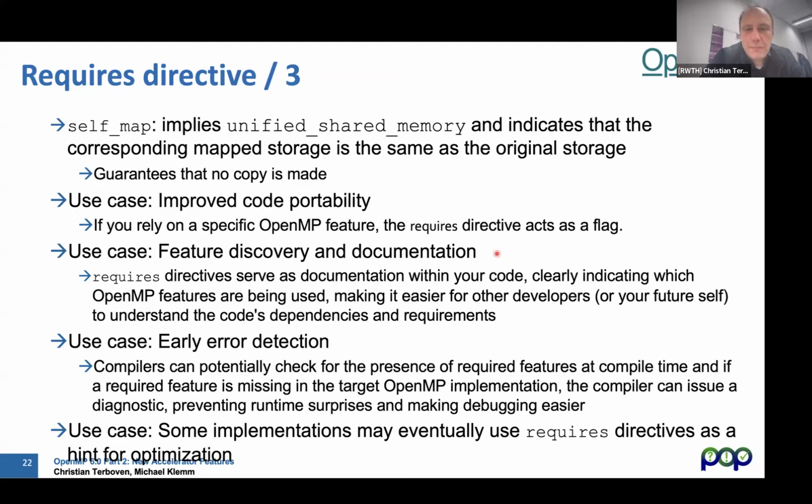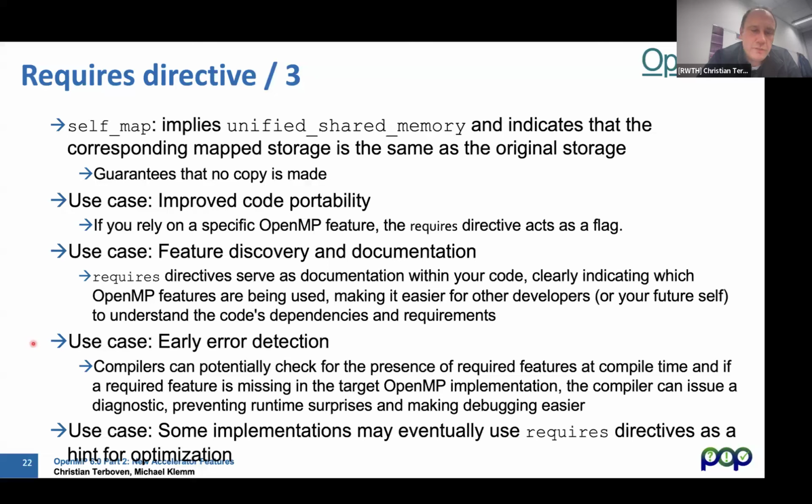So if you assume that at some point all devices support unified shared memory, for example, you can still put this as a requirement in order to document your code for you, meaning for your future self, speaking from my own experience here, but also for others working with your code, reading it and maybe compiling it on other architectures. And finally, to some extent, early error detection. So if you expect a certain functionality to be present, with that you can make it explicit, as I said before, to the OpenMP implementation already at the compile stage.